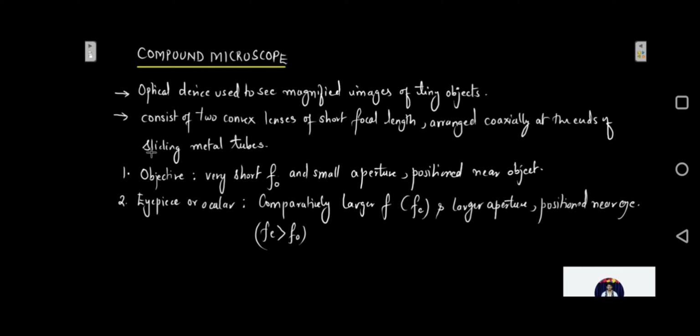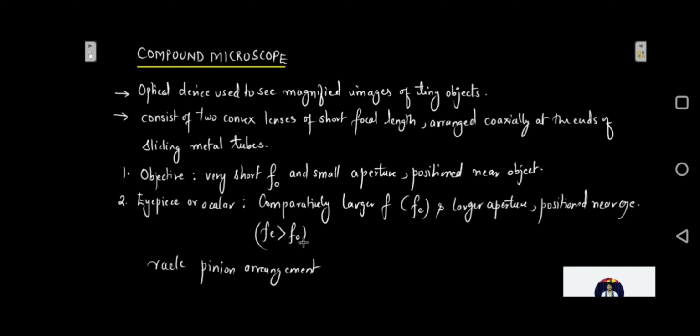So the objective is going to have a shorter focal length, a smaller aperture, and is positioned near the object which is to be magnified, and the eyepiece is going to have comparatively larger focal length, larger aperture, and it is positioned near the eye for viewing the image which is formed. The distance between the two lenses can be varied by using a rack and pinion arrangement, that is a gear arrangement. The rack and pinion arrangement allows you to change the distance between the two lenses, that is the objective and the eyepiece.